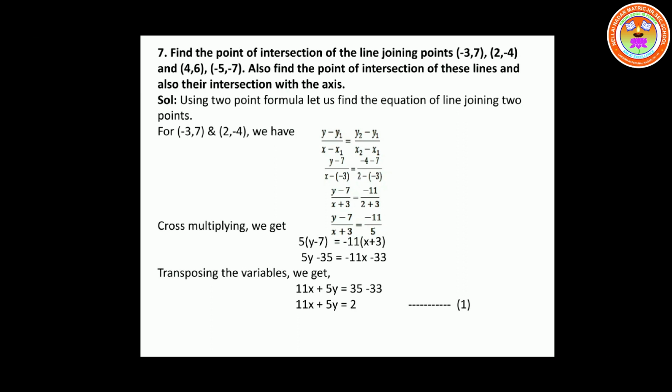Now I am going to take the variables to one side and the constant to the right hand side. So transposing the variables, we get minus 11x becomes plus 11x plus 5y. Take minus 35 to the other side, it becomes plus 35. Therefore 35 minus 33, so subtracting 35 minus 33, that becomes 2. So you have the equation 11x plus 5y is equal to 2. Mark it as the first equation.